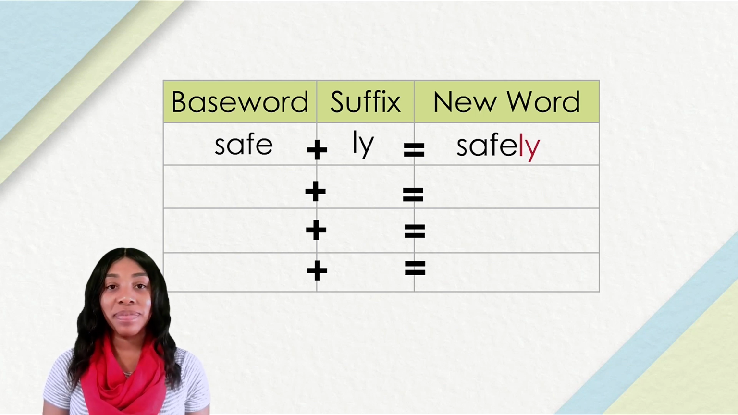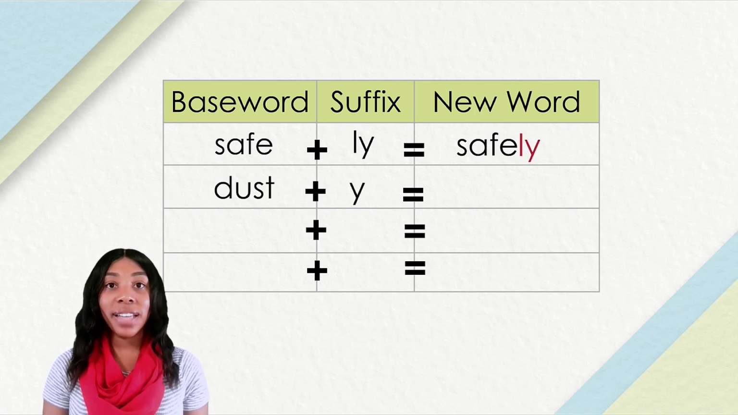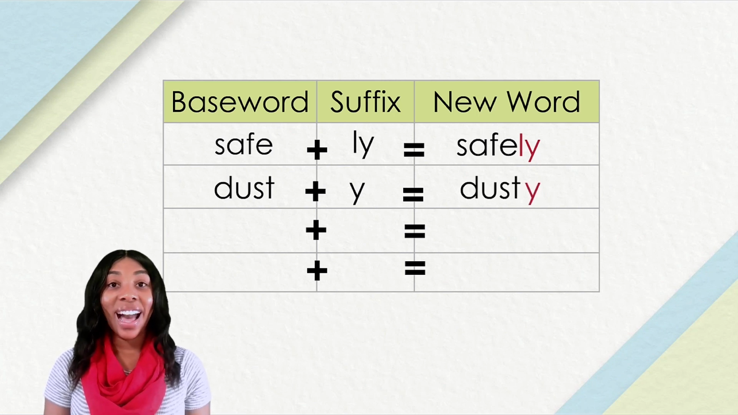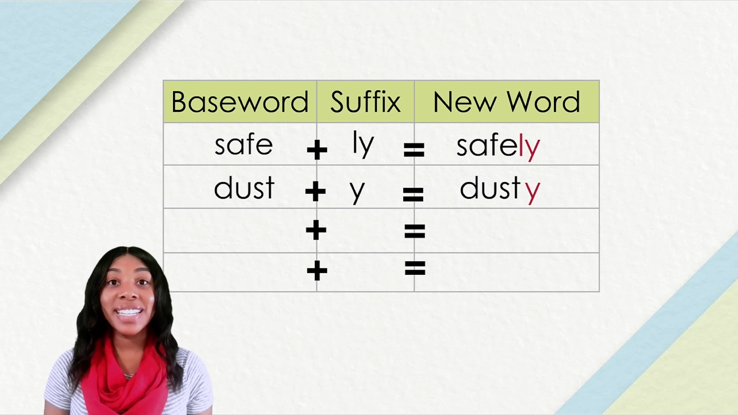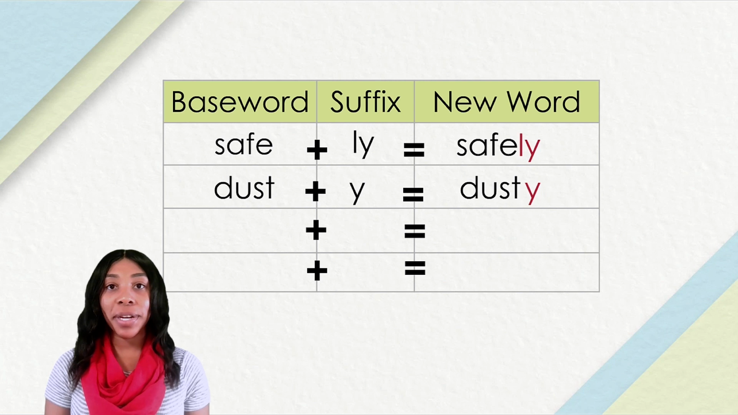Here goes our next one. The base word is dust. The suffix is y. When we put these 2 parts together, what new word do we make? Dusty. How did the suffix change the meaning of this word? It means something has dust on it. Go ahead and write the word dusty on your paper.